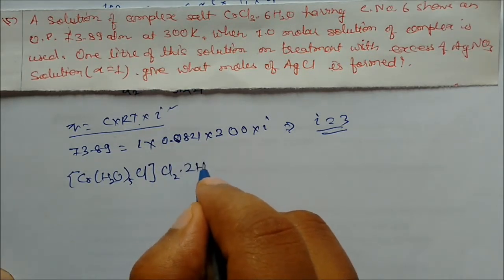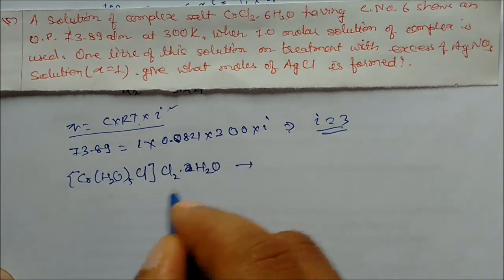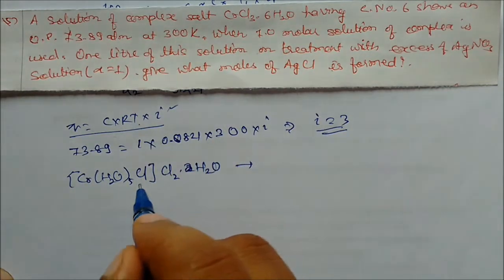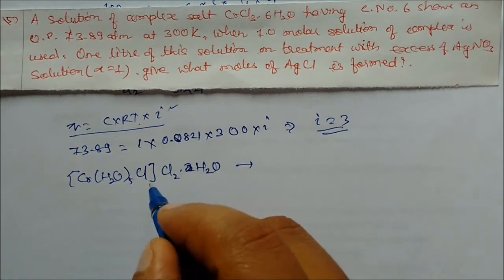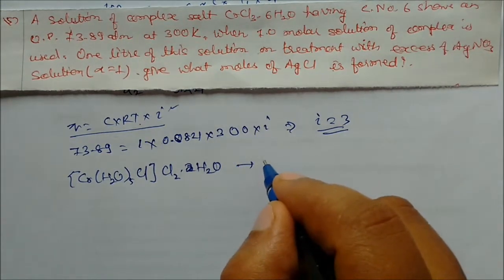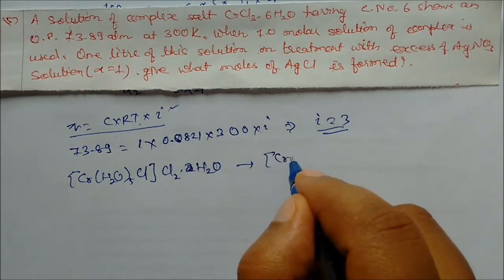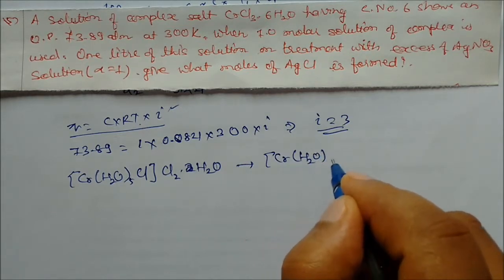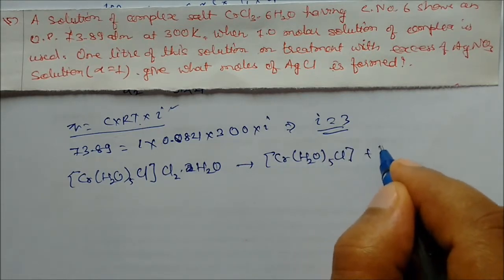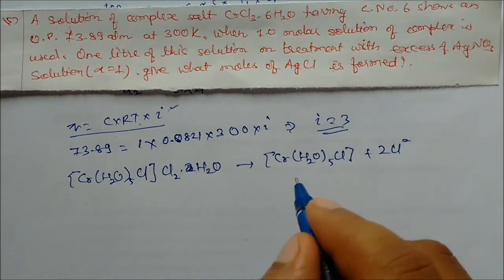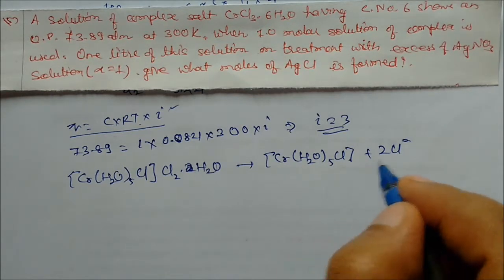and dot H2O. So you can break this into three possibilities, because 3 means 1 is this one, 2 is this one, so 2 plus 1, 3 possibility. So this will come out like [Cr(H2O)5Cl]2+ and 2 Cl minus. So definitely this will be i equal to 3 here.